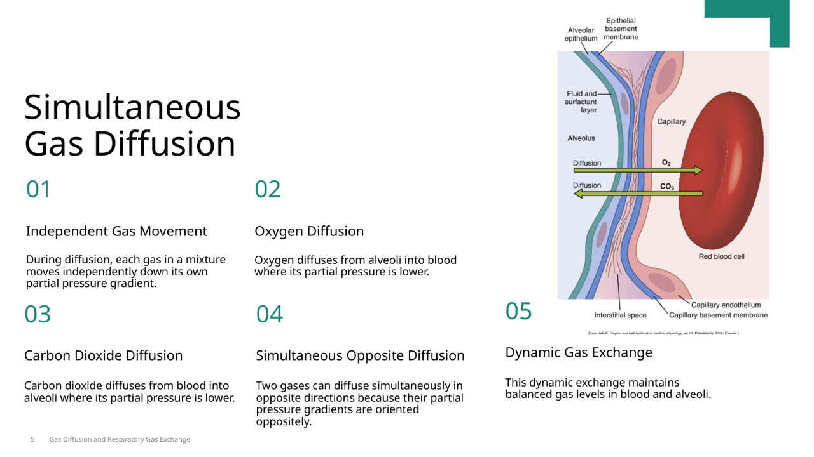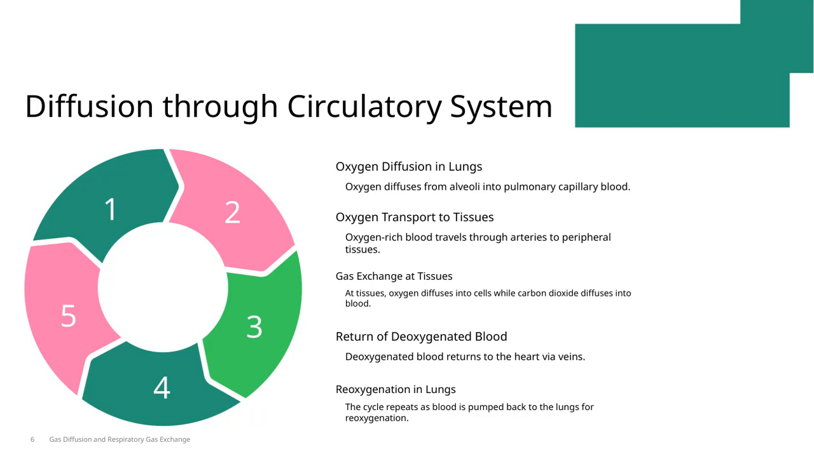And an important point to remember is that each gas moves independently down its own partial pressure gradient during diffusion. So, even though both gases are diffusing simultaneously, they don't interfere with each other. They follow their own pressure gradients. This entire process is crucial for effective respiration and ensuring that oxygen gets into our blood and carbon dioxide is expelled properly. Now, let's look at how gas diffusion and respiratory gas exchange work together in this vital process.